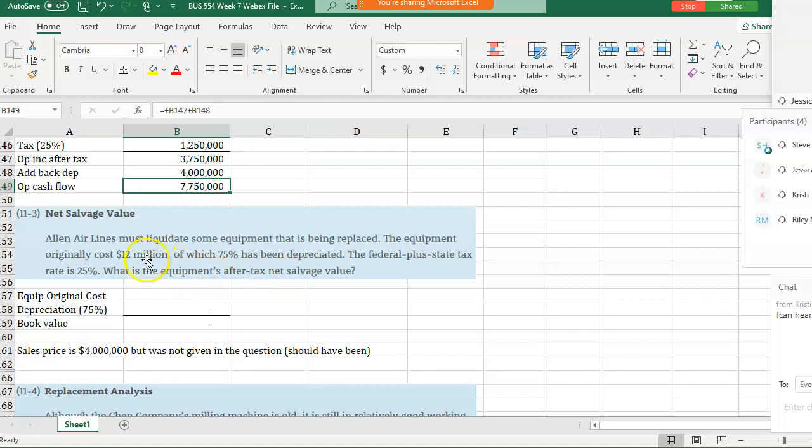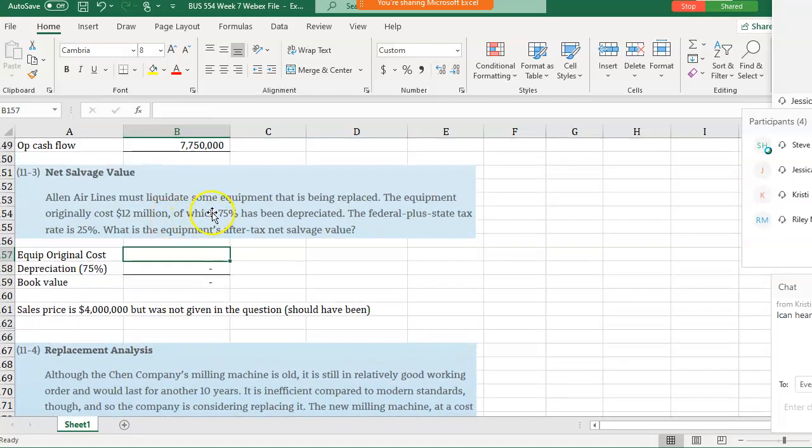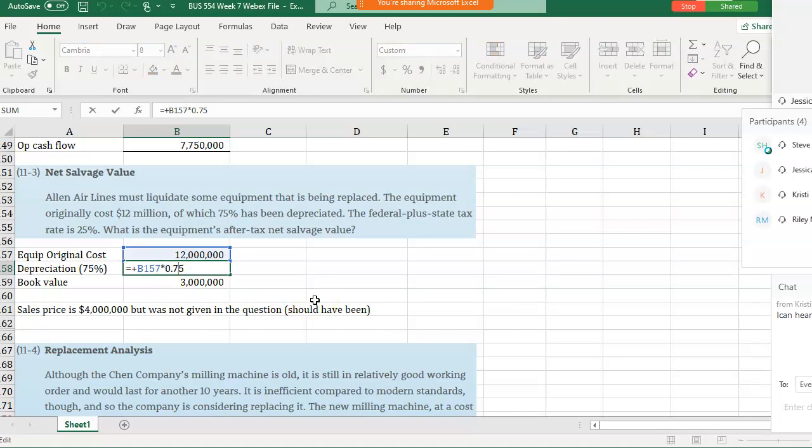So it says here that Allen Airlines must liquidate some equipment that's being replaced. This equipment originally cost $12 million, and 75% of that has been depreciated. The federal plus state tax is 25%. What is the equipment's after-tax net salvage value? So it's again a fairly straightforward calculation, so let's go ahead and solve for that. The original cost is $12 million. And then it just calculates depreciation, 75% of that. So 75% has been depreciated away. That means that the book value is $3 million.